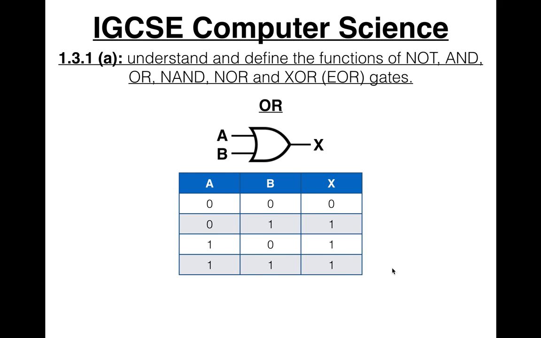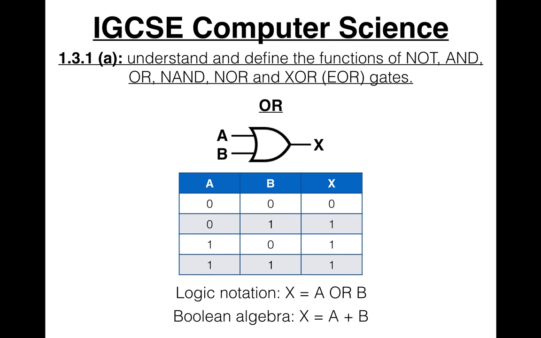Well, basically, the OR gate isn't exclusive, which is what the XOR gate is for. It's exclusive OR. So the OR gate isn't exclusive. It can include multiple 1s for its input in order for the output to be 1. But basically for the OR gate, as long as any input has 1, or one or more inputs have 1, then the output is 1. So the logic notation would be this. Boolean algebra would be X equals A plus B.